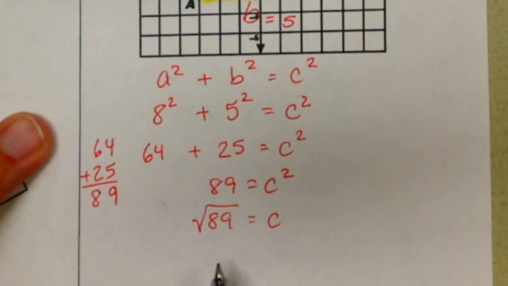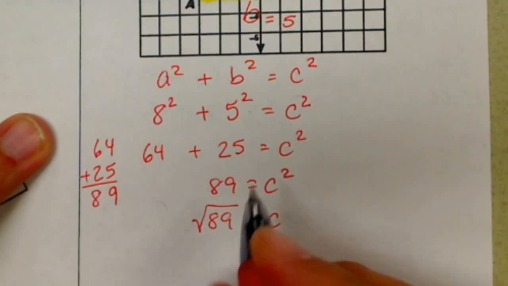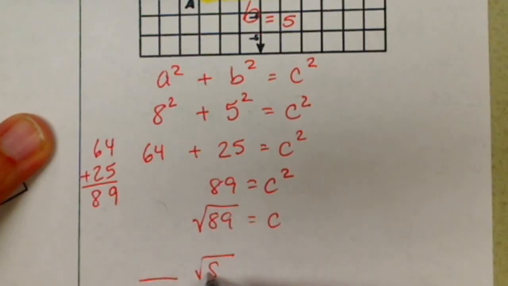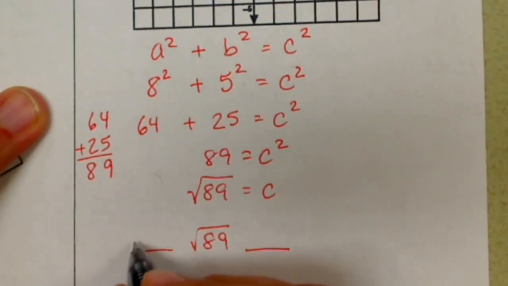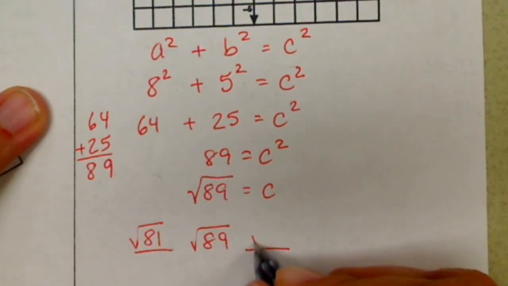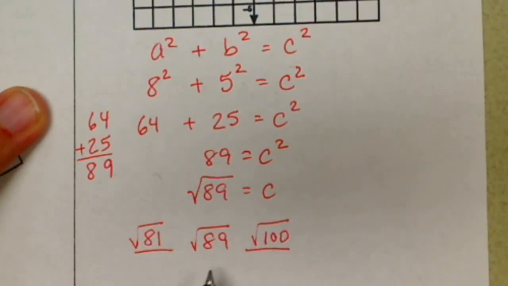Well, some of you may be wondering, how do I find the square root of 89? Well, 89 is not a perfect square, so here I'm going to have to estimate. I know that 89 is between two perfect squares, and it is greater than the square root of 81, but it's less than the square root of 100. And I'm now going to see which one it's closer to. And so 89 is closer to 81. So I know that the length of c is approximately 9 units.